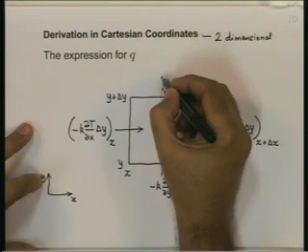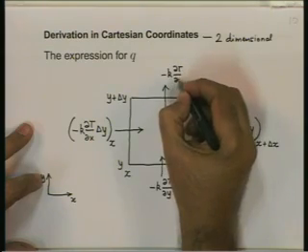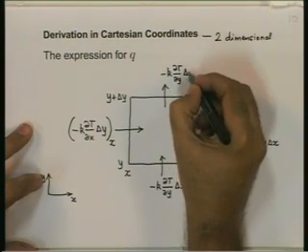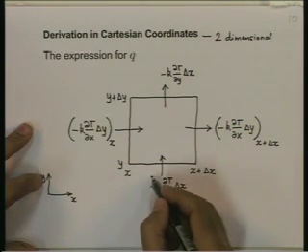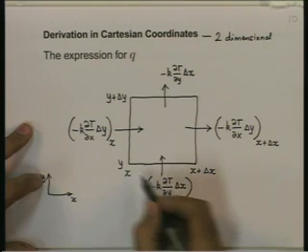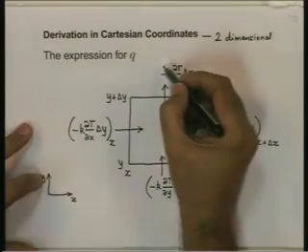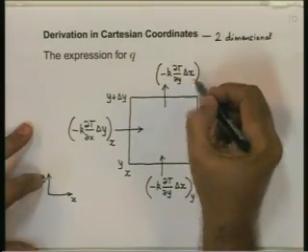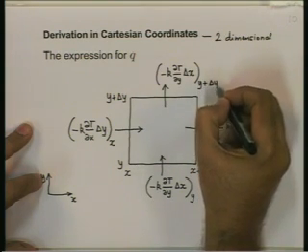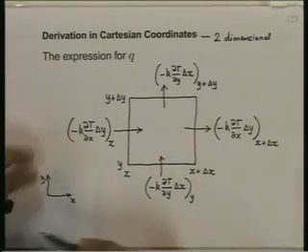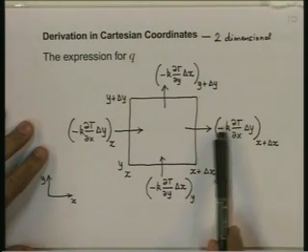Similarly, on the other side we will have a very similar term, minus k dT/dy into delta x into 1. Again, this term is evaluated at the bottom end of the control volume, which is at y, and this term is evaluated at the opposite end of the control volume, which is y plus delta y. Notice that when we evaluate this term and this term, y doesn't change.